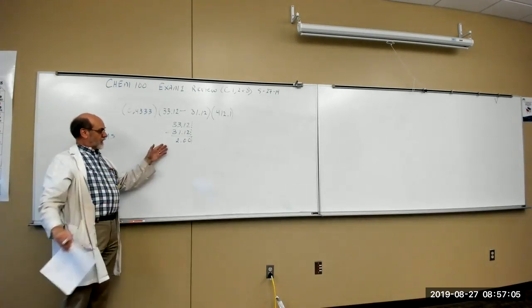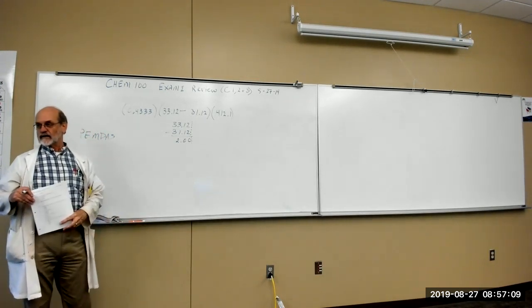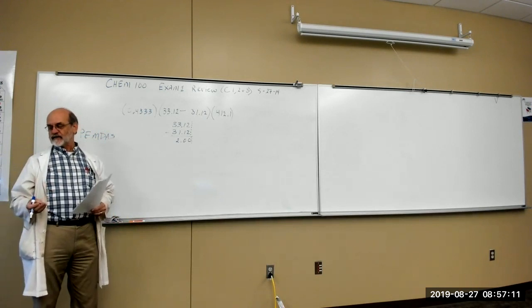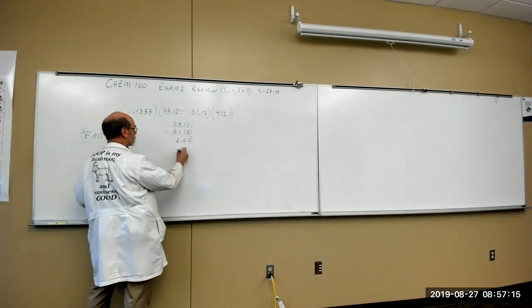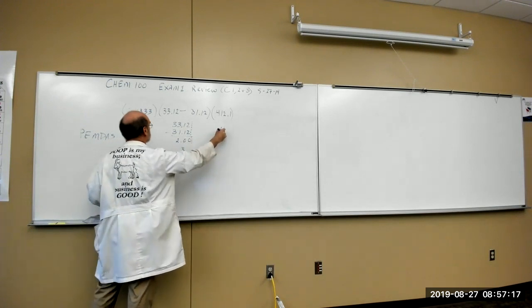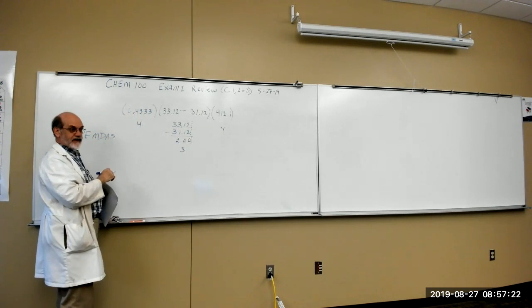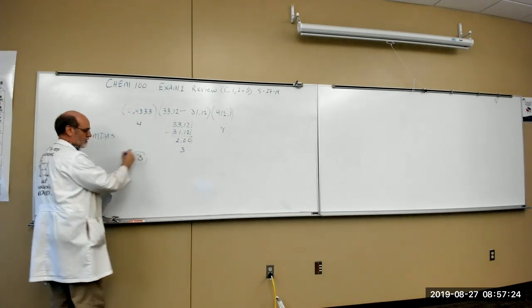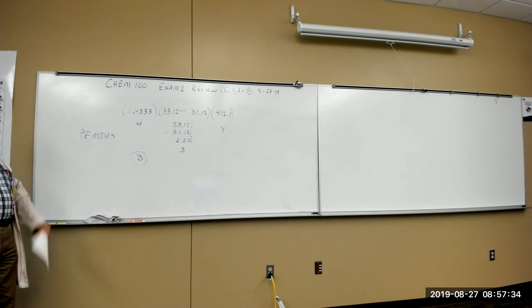Now, to answer the question, we don't have to finish the calculation, right? Because the question is, how many significant figures in the answer? So this one's three, that one's four, this one's four. Multiply, divide says three significant figures in your answer. If it asks for the value, of course, you're going to crunch the numbers. But to answer the question as given, that's it.